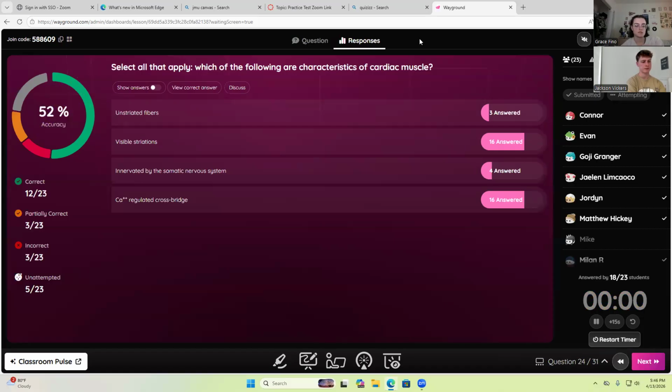Okay, so the correct answer for this one was B and D. So cardiac muscle is a little unique. It has the visible striations, kind of like our skeletal muscle, but it's not innervated by the somatic nervous system like our skeletal muscle. It's autonomic. So basically, it's just automatically always beating.